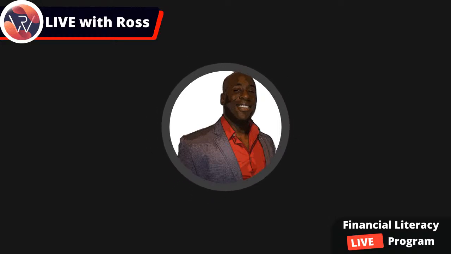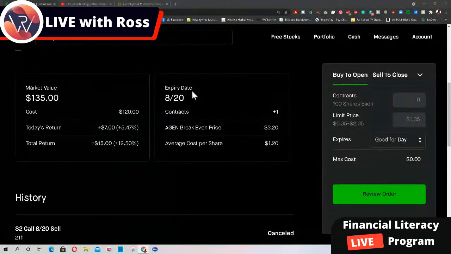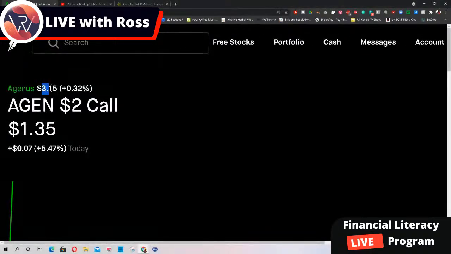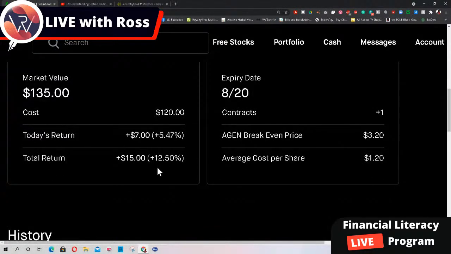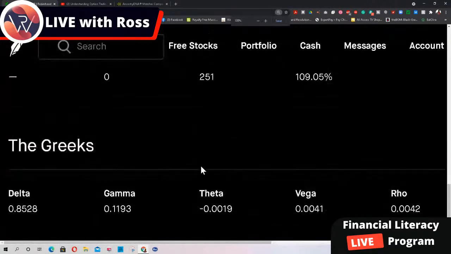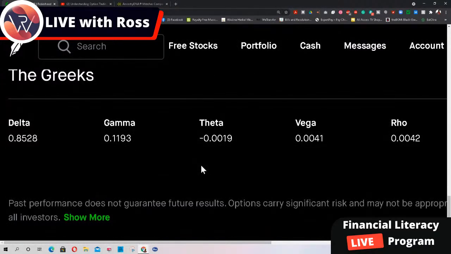This is what we need to understand, and we're going to get into it because I have an option that is up $15, not too much, but most likely we need to look into the theta of it all. Bear with me here. So here's my option. I did a call option for $2, but this particular stock is currently at $3.15. So I'm in the plus. I'm at plus $15, at 12.50%. But here's my transaction. Let's look at the Greeks, and again, focus on the theta. We're not looking at delta, gamma, vega, or rho. Let's focus on theta.